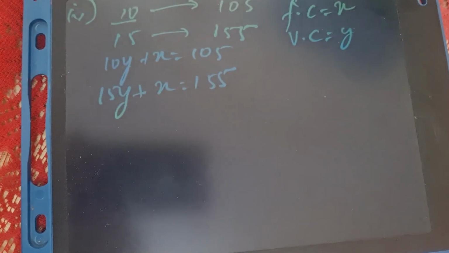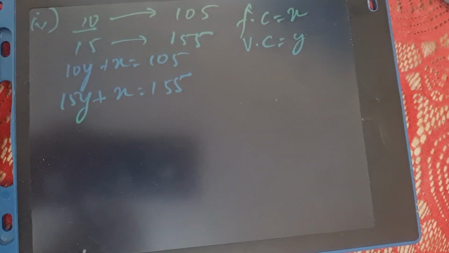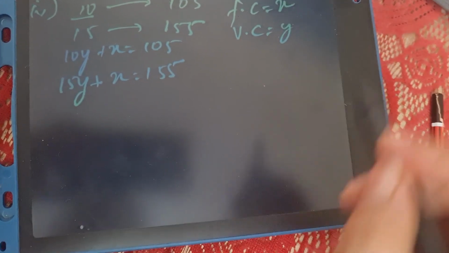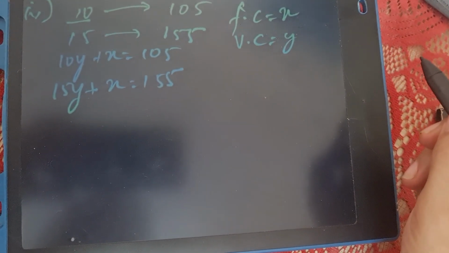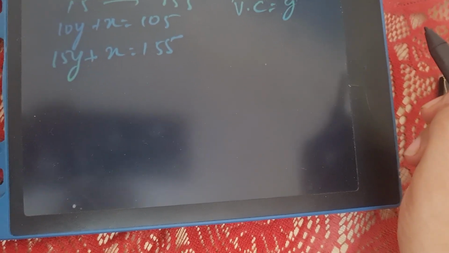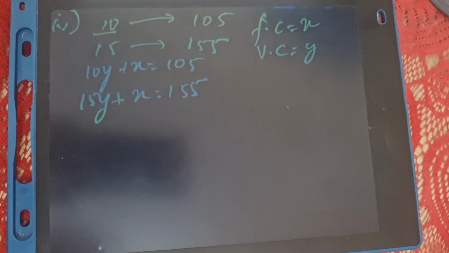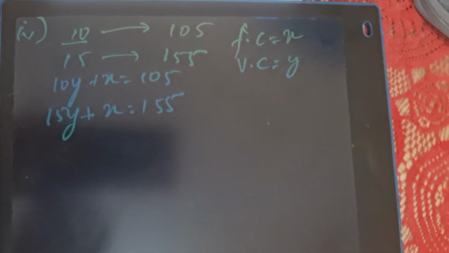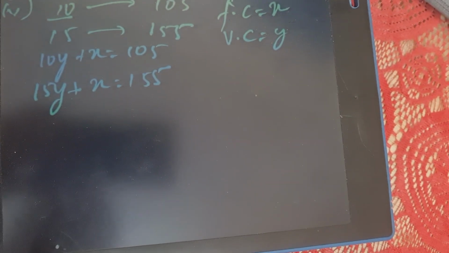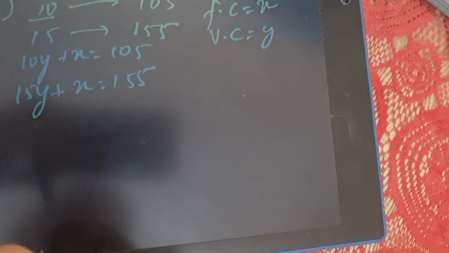How much does a person have to pay for traveling a distance of 25 km? So if we have the values of x and y, the variable charge and fixed charge, then we can calculate how much one needs to pay for 25 km. So here we will find the values of x and y by the substitution method.